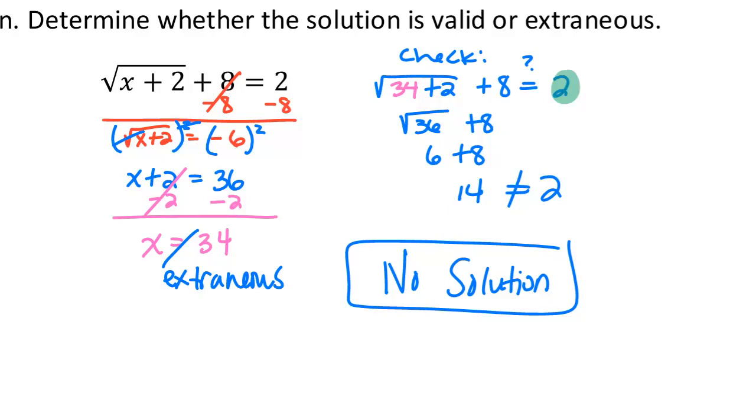So here's the solution in case you didn't all get it on the paper. Here we subtracted 8, which was negative 6. Squared is 36. Then subtract 2 is 34. Check it, and it ends up being extraneous. Okay? All right, next one you guys are going to try.